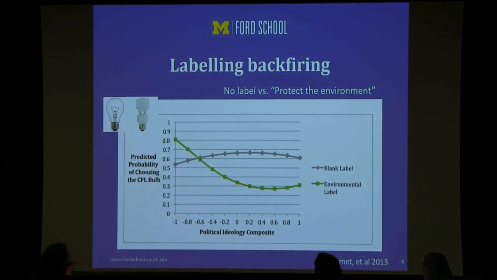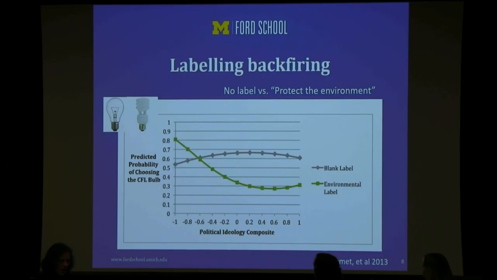So for people on the political left, if a CFL was explicitly labeled as protecting the environment, that made them more likely to buy that CFL. They thought, great, not only is this a good decision, but it reflects my environmental identity or my political identity, that this is my team likes this behavior, so I'm going to do this too. But for people on the conservative end of the spectrum, having that CFL bulb be explicitly environmental turned them off, made them less likely to purchase that CFL, which they otherwise might buy. And so there's a potential backfiring there.